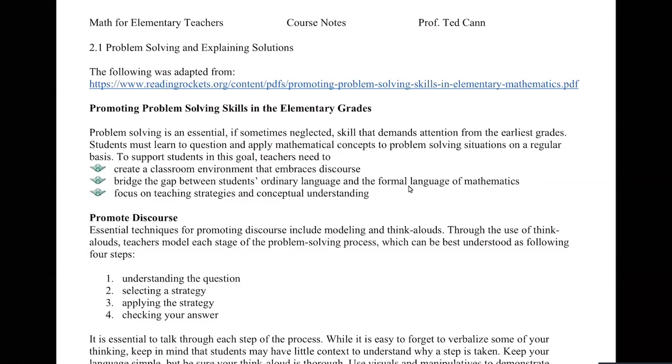So we can apply these particular problem-solving strategies to any grade level. Right? And you know the blurb there: problem-solving is an essential, if sometimes neglected, skill that demands attention from the earliest grades. Students must learn to question and apply mathematical concepts to problem-solving situations on a regular basis.